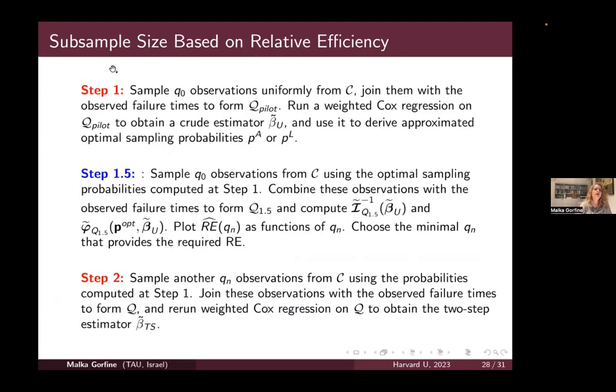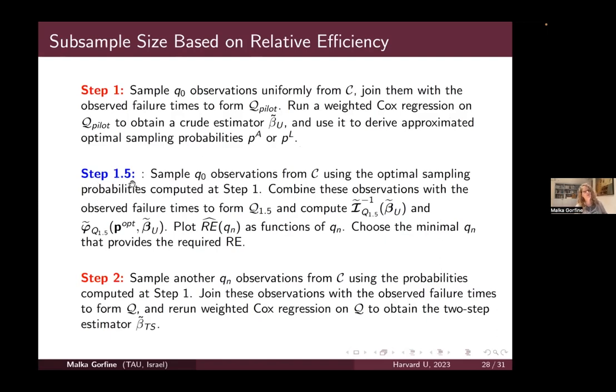So now, our subsampling estimating procedure is to apply step 1 as before. We sample Q0 observations uniformly from the censored observations, join them with the observed failure times to form Q pilot, run a weighted Cox regression on Q pilot, and obtain beta tilde U, and then use it to derive the optimal sampling probabilities.